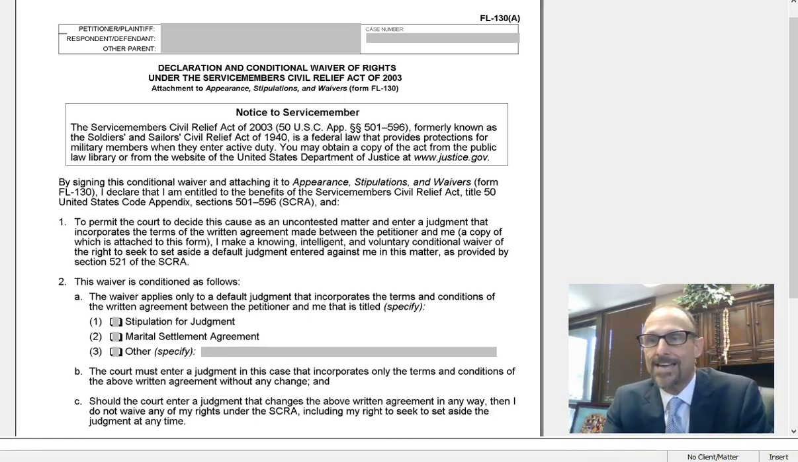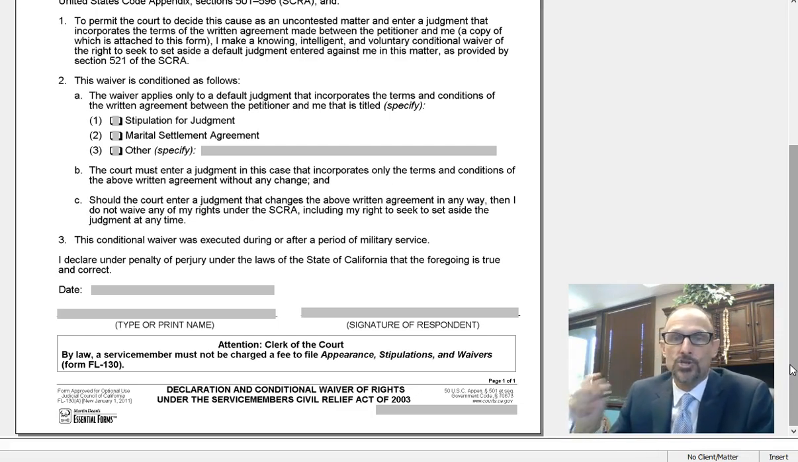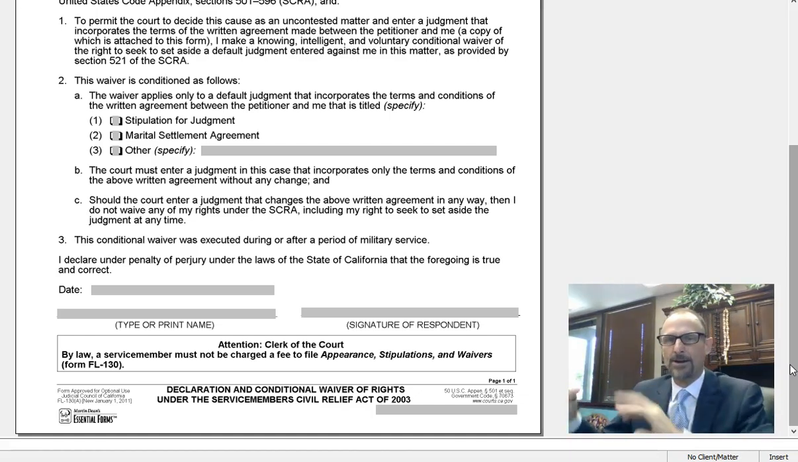B, the court must enter a judgment. You're telling the court by signing this form that the court must enter a judgment in this case that incorporates only the terms and conditions of the above written agreement without any change. Should the court enter a judgment that changes the above written agreement in any way, then I do not waive any of my rights under the SCRA, including my right to seek and set aside the judgment at any time. So that's saying it's got to be done exactly as I plan it, or I still have my rights to set it aside and fight about it later.